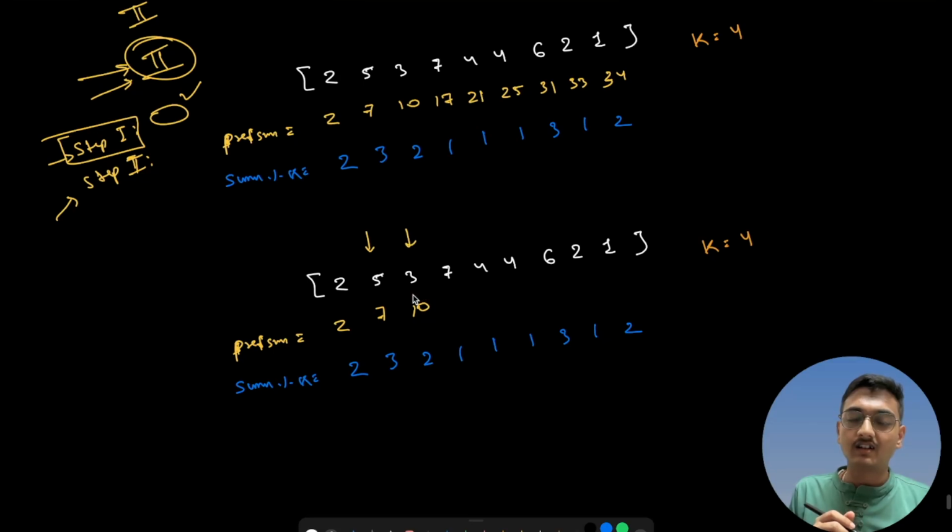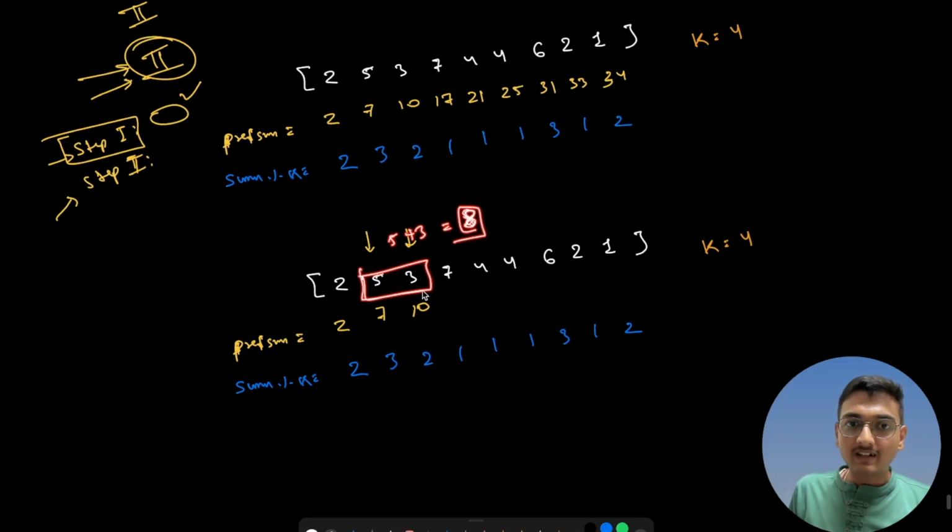Can you guys tell me, can I make it 0? No, I can't make it 0. But can I make it 2? Why? Because see, the sum 5 plus 3 is equal to 8 here, and 8 is divisible.